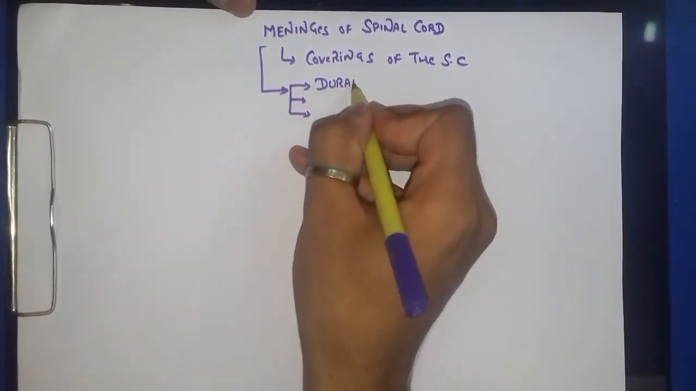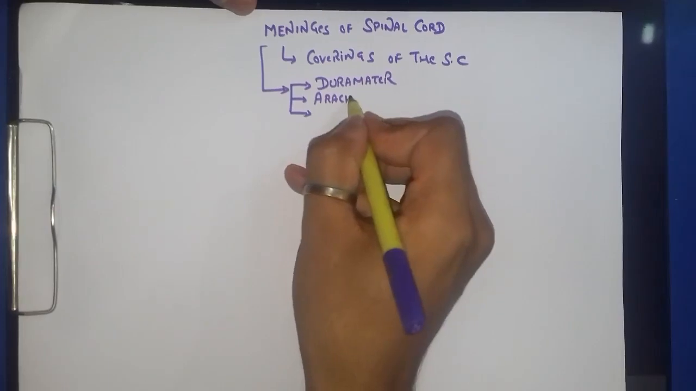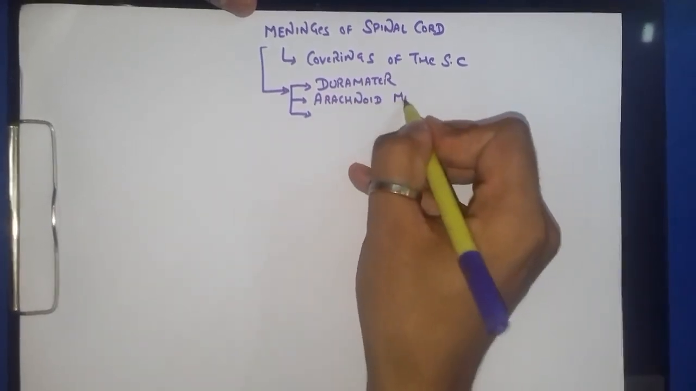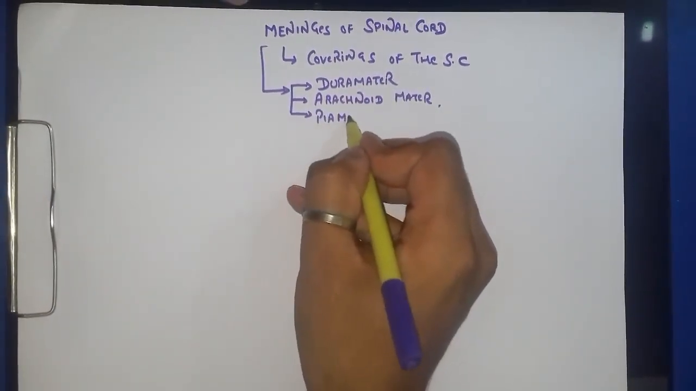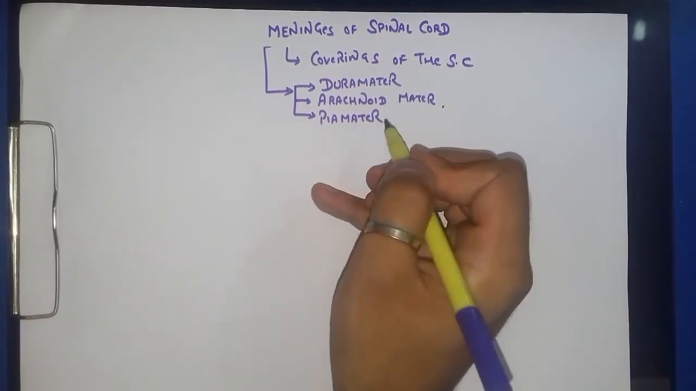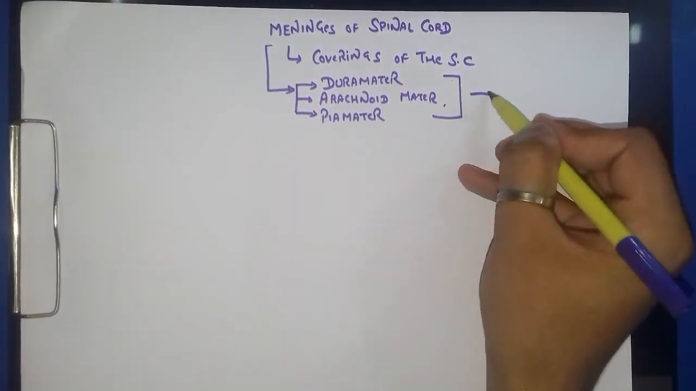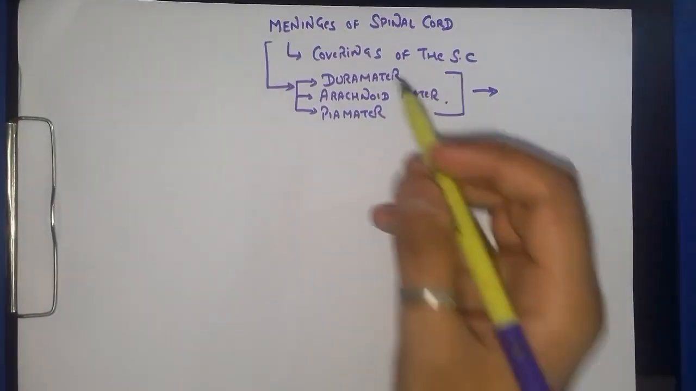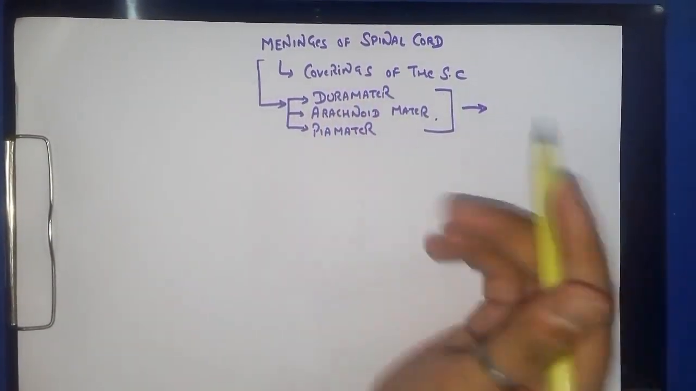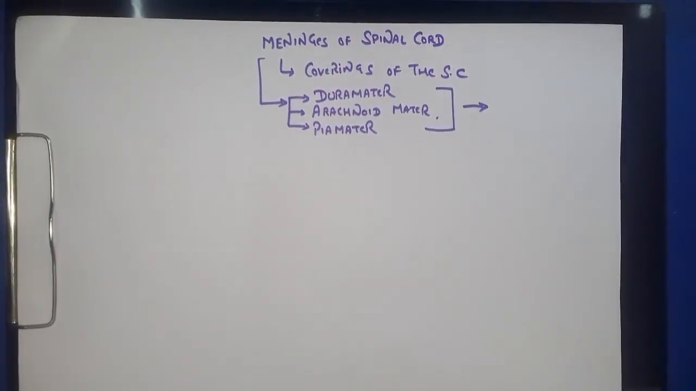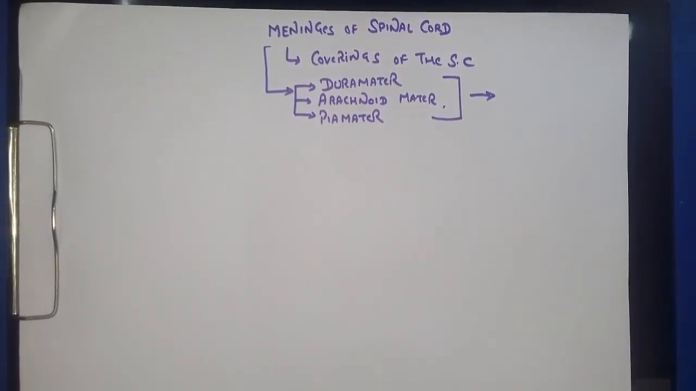The dura mater, the arachnoid mater, and the pia mater. Now, the spinal cord consists of all the three same layers. The spinal cord as well as the brain consist of these three coverings equally. The only difference is that in some cases the dura mater may form folds, whereas in other cases the dura mater may not result in the formation of folds.